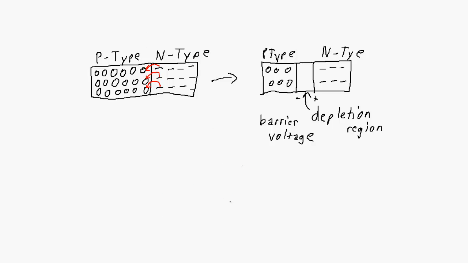So just a quick recap of what we've gone over. We started off with a P-type material and an N-type material that were joined together, and when we have no external voltage source applied to them, some of those holes are going to be filled with electrons. We end up with a depletion region.